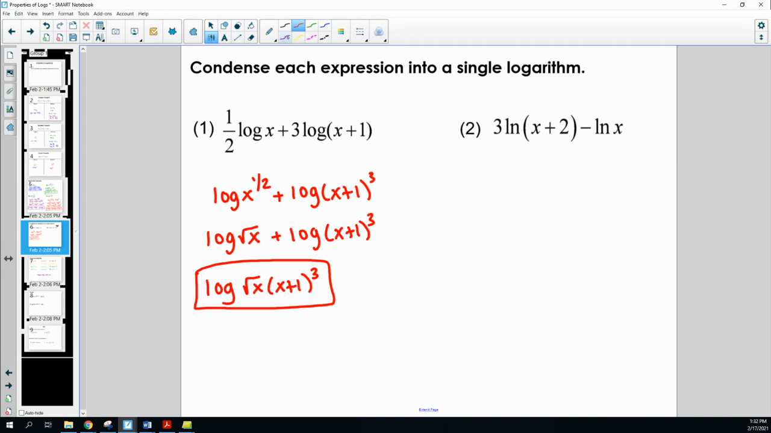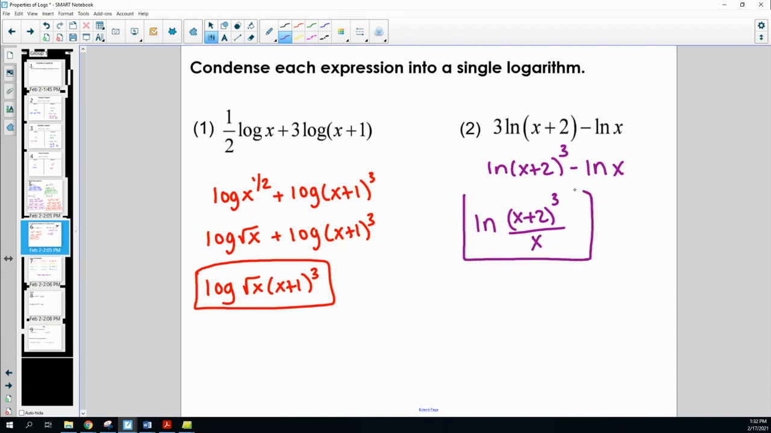So let's look at number 2. So same idea, I'm going to take any numbers in front and move them up as the exponents. So this will become ln of x plus 2 to the 3rd minus ln x. And then I have subtraction, which means I'm going to be using division. So I'm going to write the word ln one time, and I'm going to have the x plus 2 cubed on the top since it's positive, and I'm going to have the x on the bottom because it's negative. And there we have a fully condensed expression.